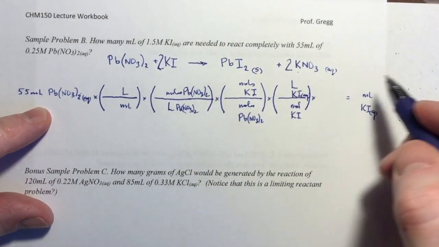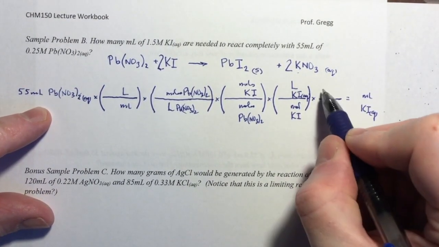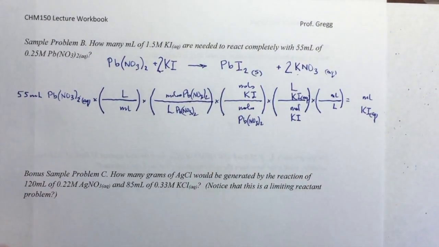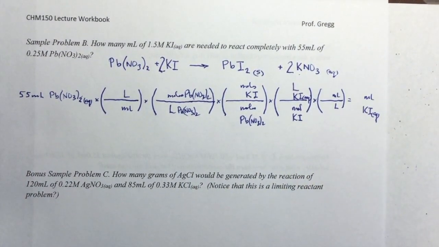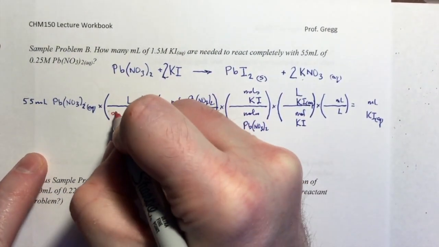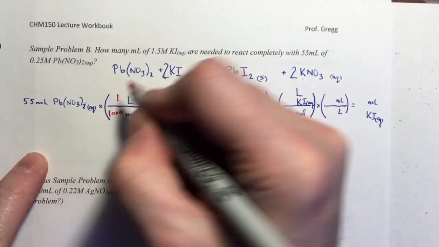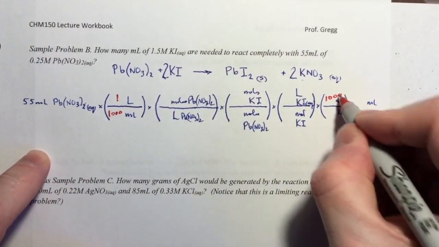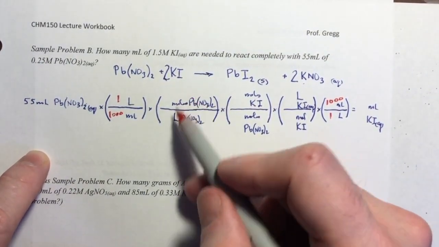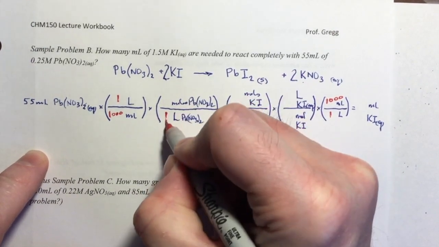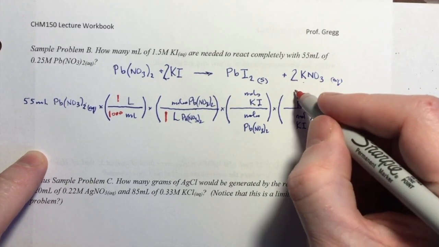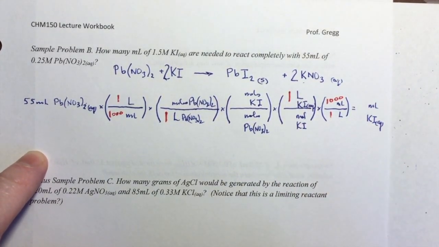And then now from liters of KI to milliliters of KI. And there we go. And plug in numbers. 1,000 milliliters to 1 liter. 1,000 milliliters to 1 liter. Molarity conversions are always per 1 liter, right? The same way that molar mass conversions are always per 1 mole, molarity conversions are always per 1 liter.